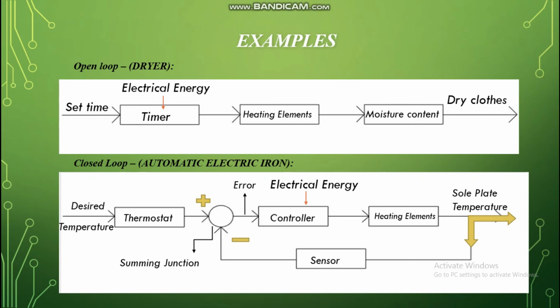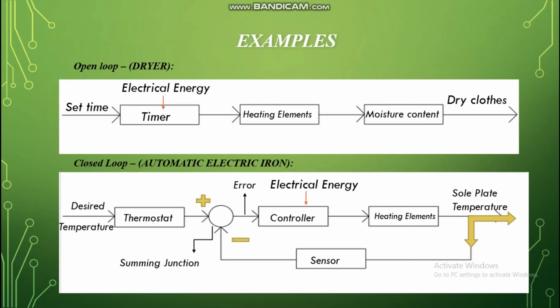Now based on the value and sign of the error, the controller would decide whether to let the electricity flow through the elements or to stop it. For example, if the temperature of the sole plate is more than the desired temperature, our error would be negative, as the negative is more than the positive. In that case, the controller would stop the flow of electricity to the heating elements, and the temperature would obviously be reduced to the desired temperature.